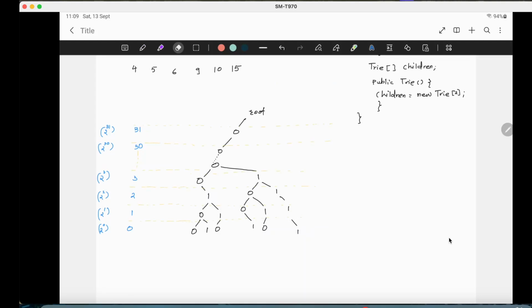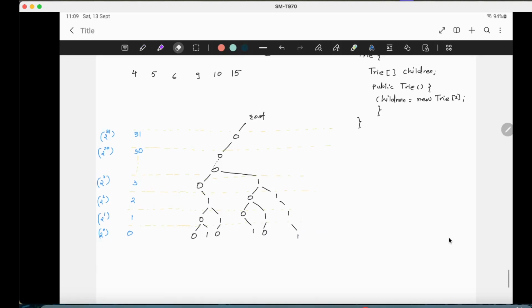Now that we have built this trie, finding the answer is really straightforward. Again, we'll start from 4, and for each number that is available, we have to figure out the best opposite pair available in this given array. All these numbers are already available in this trie, in the form of bits. So we start with 4, and from the 31st bit, from the root only, we have to start.